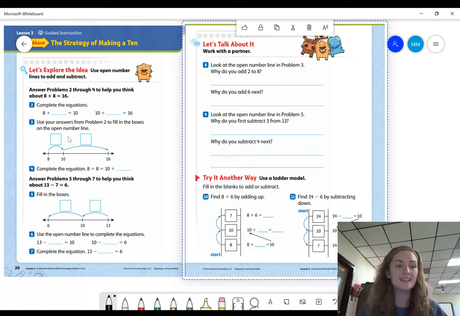So we're going to go ahead and start with number 2, and we're in pages 20 and 21 in our instruction book. So go ahead and get those open. If you need to pause the video and do that, go ahead. All right, let's get started.